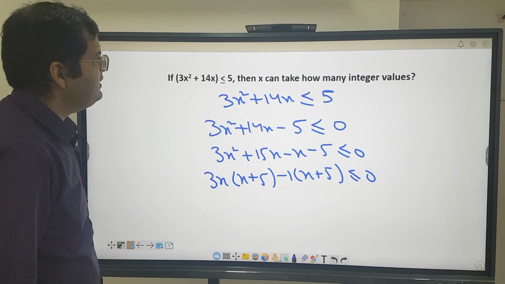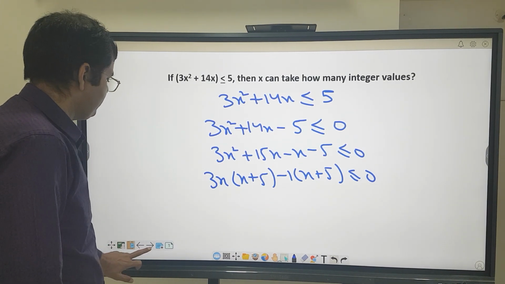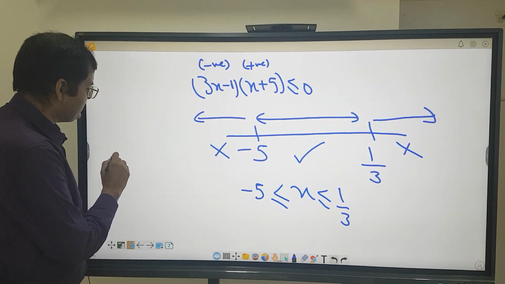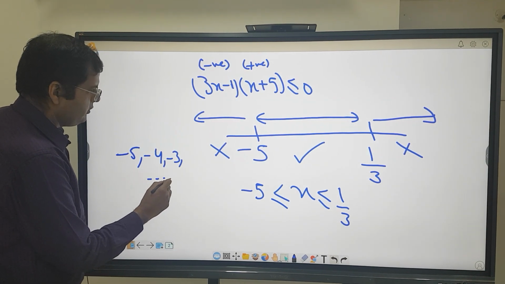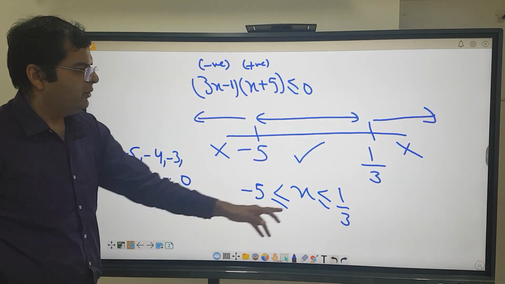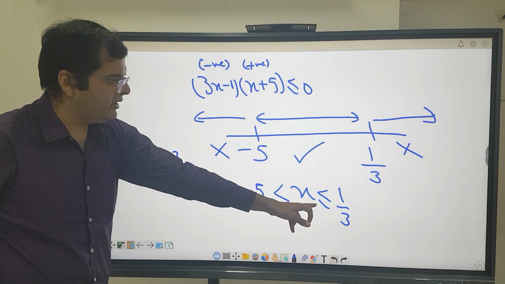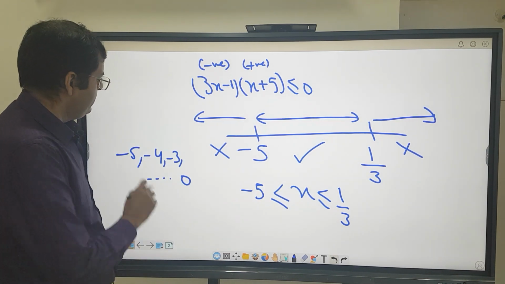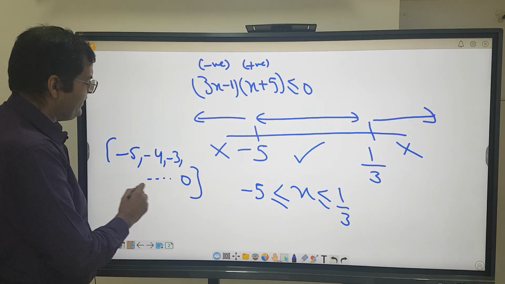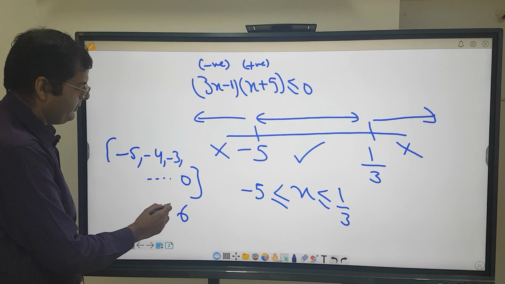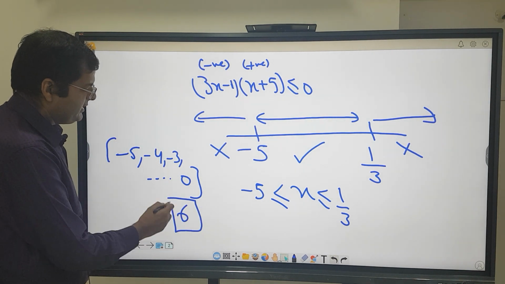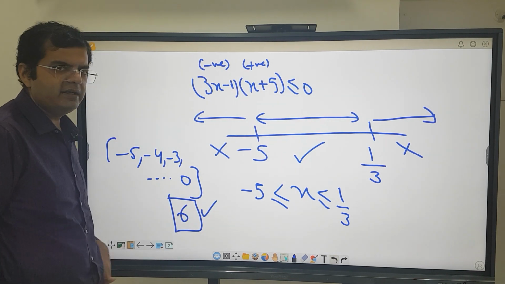Now what we have to find is how many integer values x can take. So x can start from minus 5, then minus 4, minus 3, so on till 0. Okay, because it has to be less than or equal to 1 by 3. It can't go to 1. So between minus 5 and 0, all the values are taken. So there are 6 values in all. So 6 over here is the right answer.